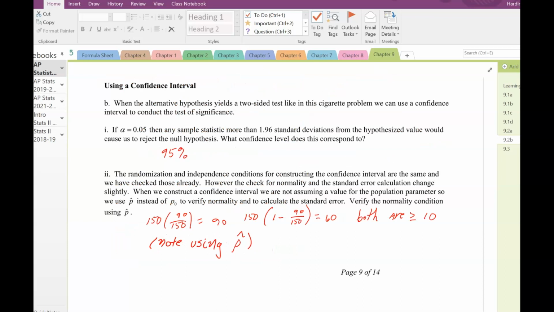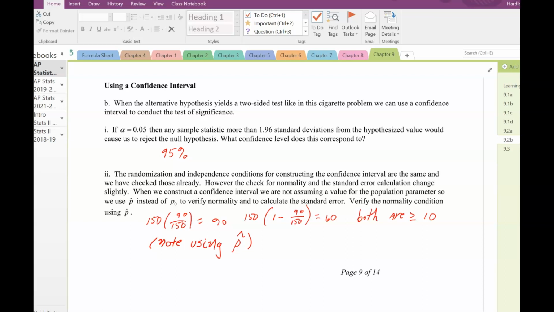Another thing that you can take a look at when you're doing a two-sided hypothesis test is you can compare it to the confidence interval that would have been created from the sample. Now you can't do this for a one-sided hypothesis test. You can only do this for a two-sided hypothesis test. So if we're doing a two-sided hypothesis test at an alpha level of 0.05, this corresponds to a 95% confidence interval. So what we're going to do is construct a confidence interval for the true proportion of students at his high school who have smoked cigarettes.